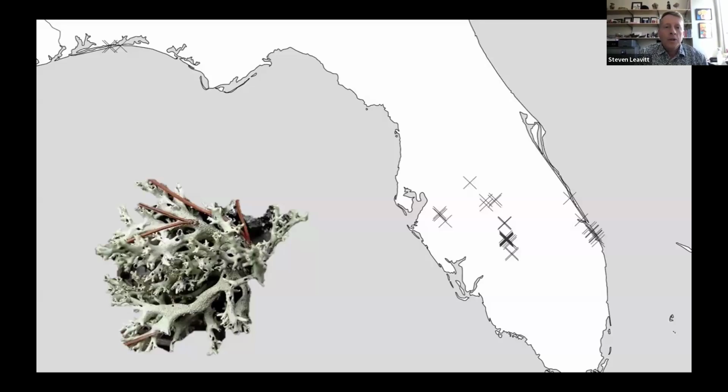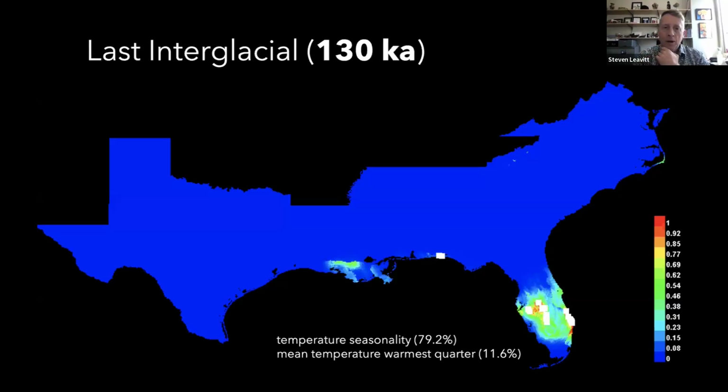So to begin with, we took the known occurrences for Cladonia perforata, and here in this image, we can see those known occurrences all the way up in the population on Santa Rosa Island on the Panhandle, to the Polk uplands, to the Lake Wales Ridge, and then eastward on the Atlantic coast. And using that information and bioclimatic variables, some that were reconstructed from paleoclimatic inferences, and others with contemporary inferences, we are able to model using Maxent the distribution or the predicted suitable habitat for Cladonia perforata across the entire Southeast.